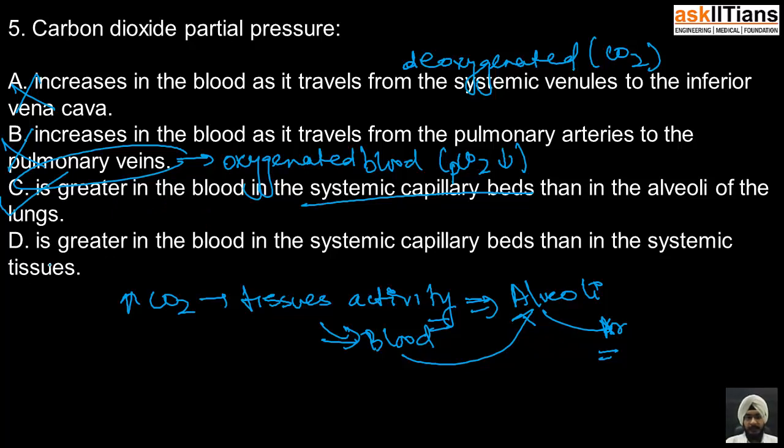And option D says it is greater in the blood in the systemic capillary beds than in the systemic tissues. This option is also incorrect, because the carbon dioxide level is actually not changing much between the systemic tissues and systemic capillary beds. So the correct option is C. Okay, let's go to the next question.